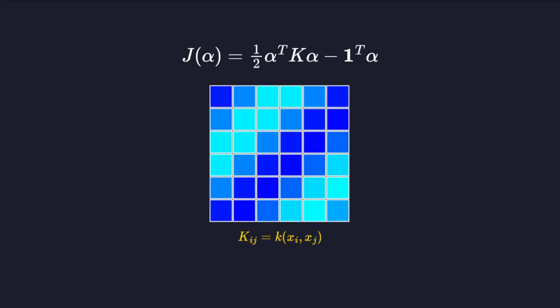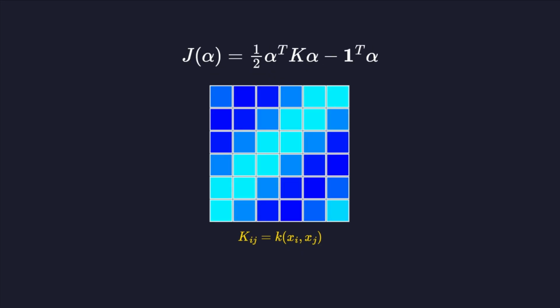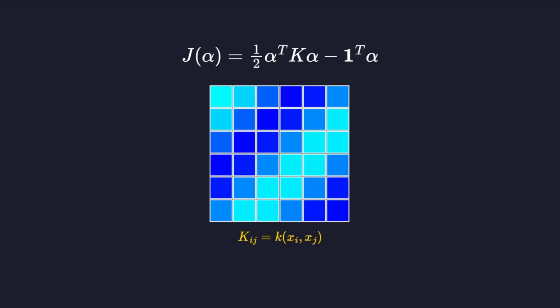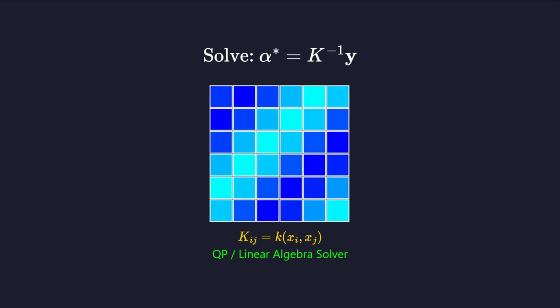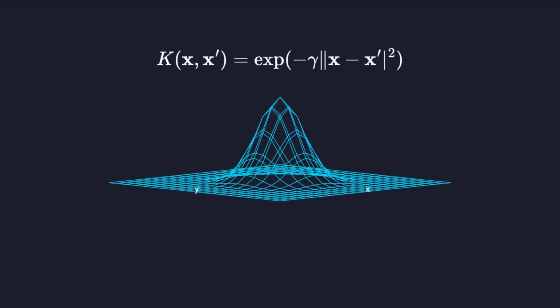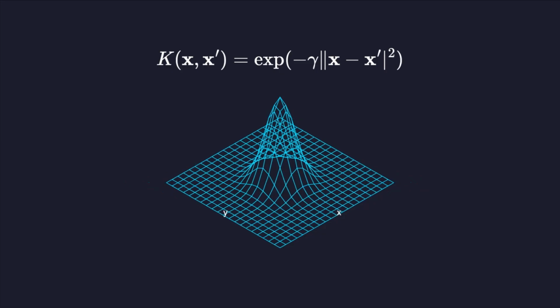Substituting the representation into the objective function transforms it into a problem involving the Gram matrix and the vector of coefficients. We solve for the optimal weights by applying standard linear algebra or quadratic programming techniques.